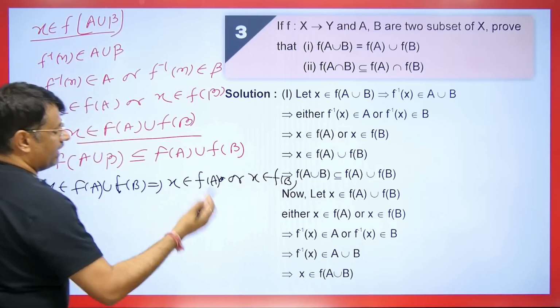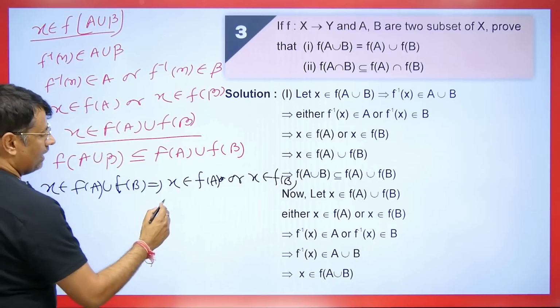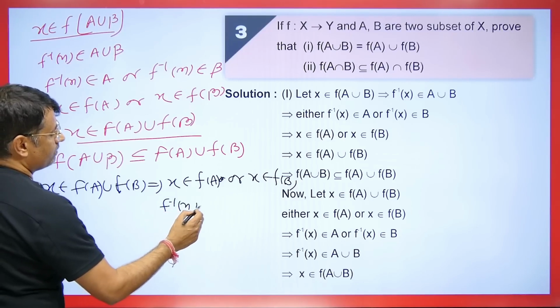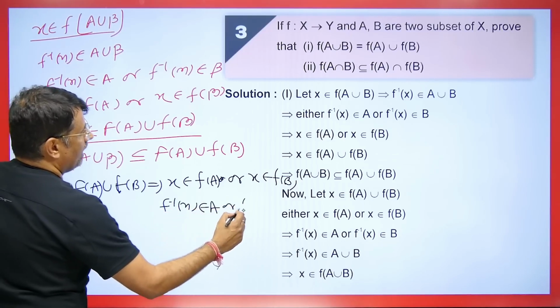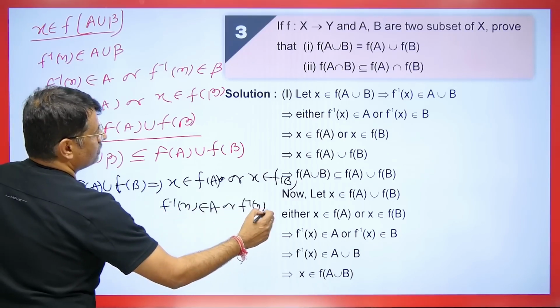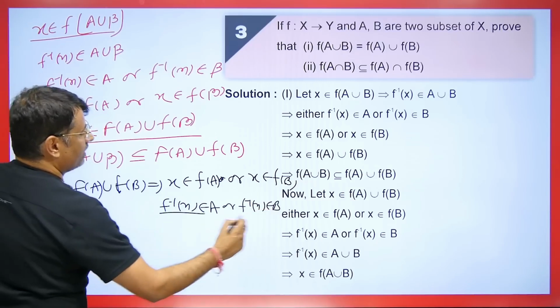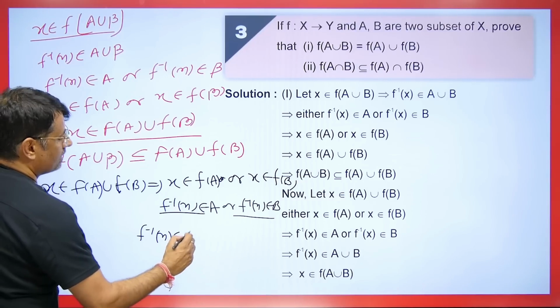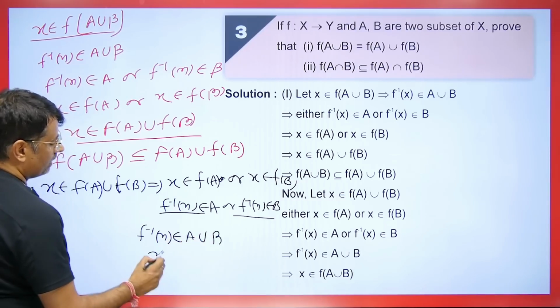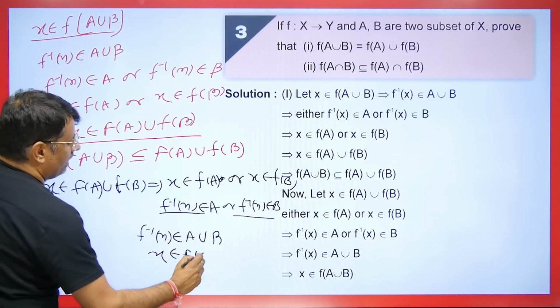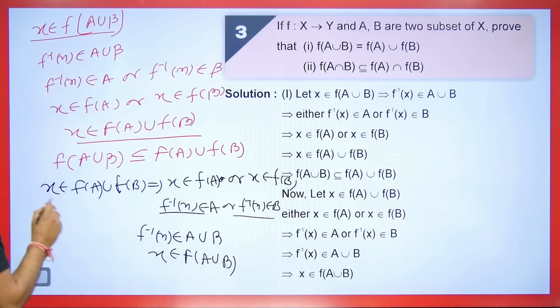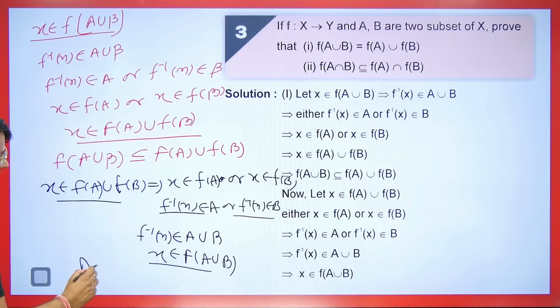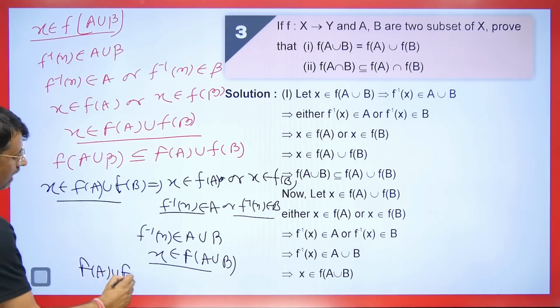If this belongs to this, then tell me what will happen. This means that f⁻¹(x) belongs to A or f⁻¹(x) belongs to B. This means that it will either be in this or this. The meaning of this will be that f⁻¹(x) belongs to A ∪ B, right? So the meaning of this will be that x belongs to f(A ∪ B). So if we bring this here and show this here, then it means that we can say f(A) ∪ f(B) will be a subset.